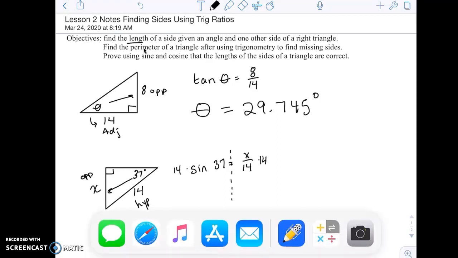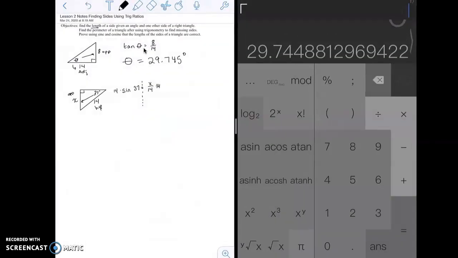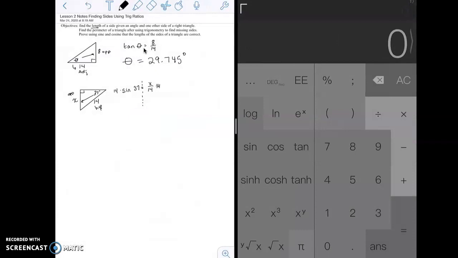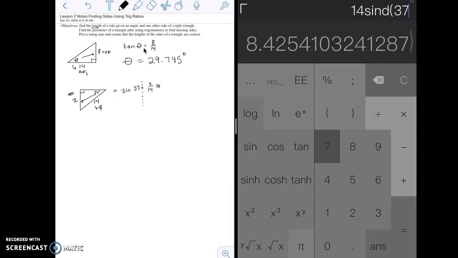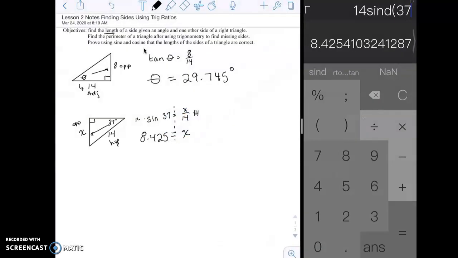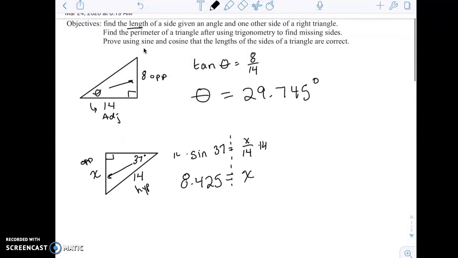Now let's grab our calculators again and clear it out. Since this is regular sine, I need to make sure my calculator says regular sine. So see, regular sine. Now in my calculator, I'm going to type 14 sine 37. And the length of X, so that's what this means, X is 8.425. That might be feet, that might be meters, we don't know because we weren't given a unit. Okay, so let's try another one.